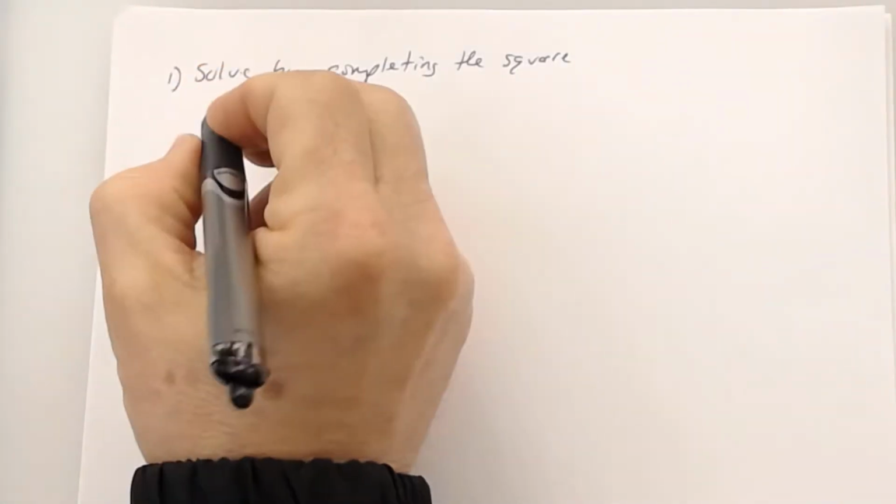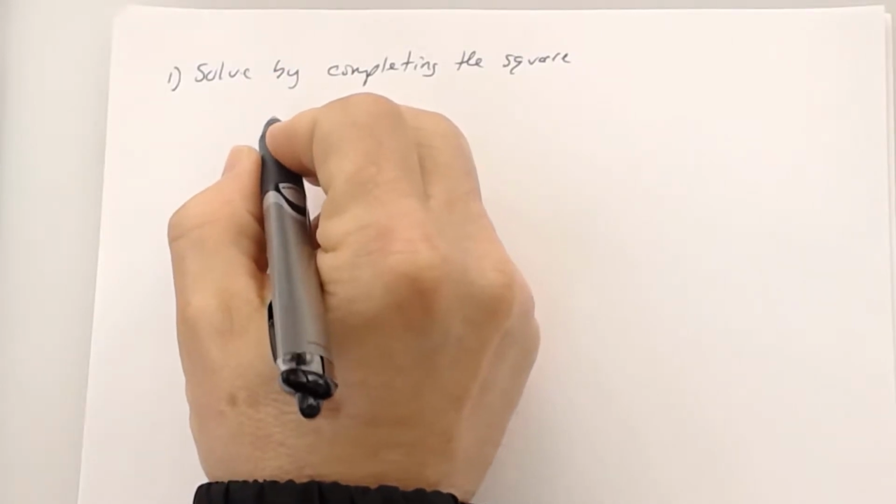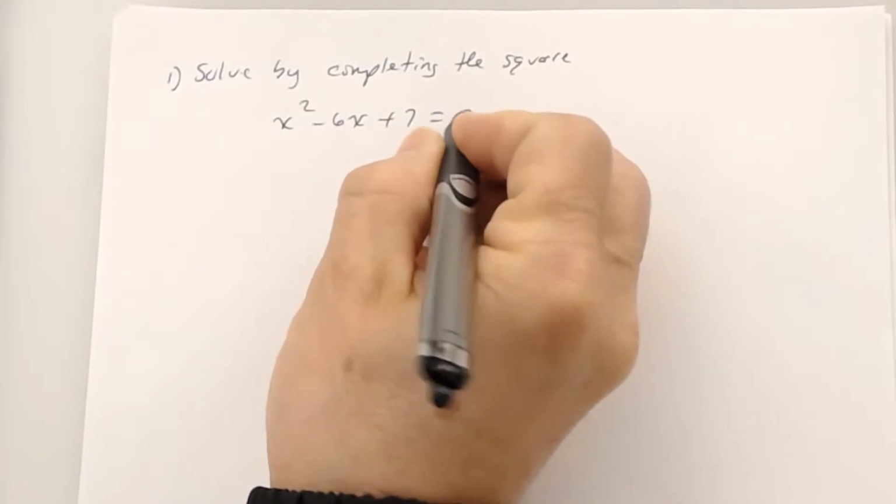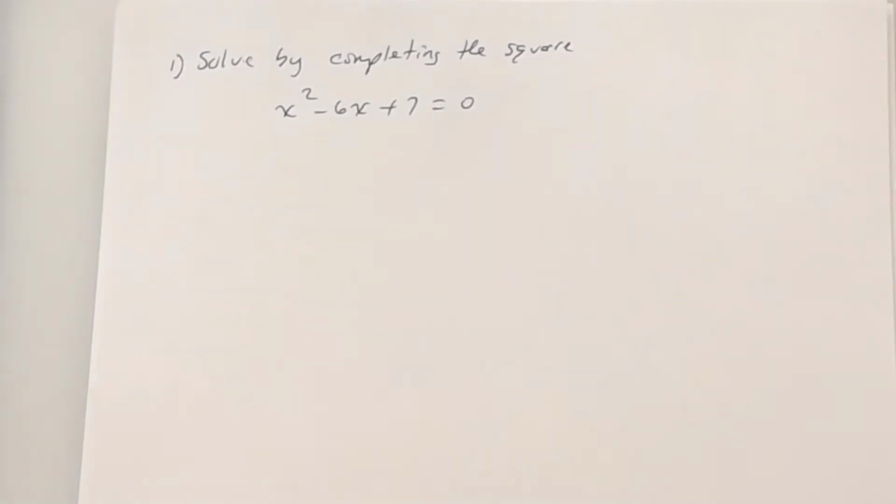All right, so solve by completing the square. Let's say we had x squared minus 6x plus 7 equals 0. So x squared minus 6x plus 7 equals 0. All right, so based on stuff we've already done, how are you going to solve this quadratic equation by completing the square? What do you do first?